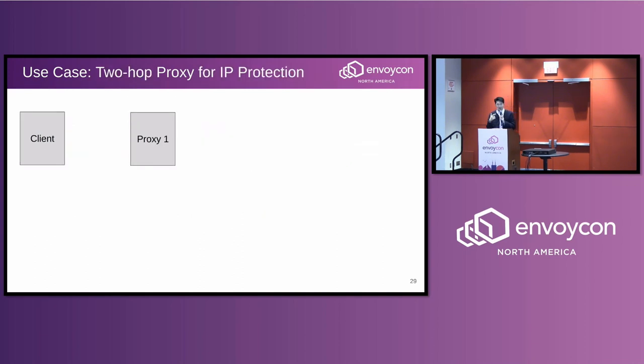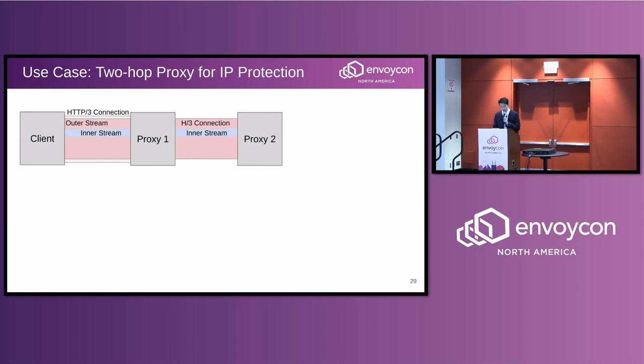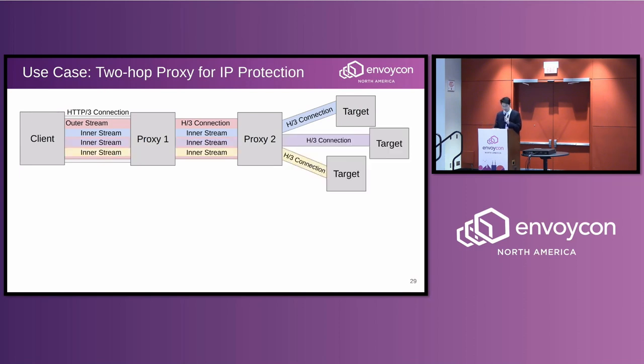We can hide even the target address from the proxy by just introducing a second proxy and doing two-hop proxying. And in this setup, a client opens an HTTP connection to the second proxy through the first proxy using a CONNECT-UDP like this. And it uses that stream to talk to the second proxy. Then the client again uses CONNECT-UDP to create multiple HTTP connections to the target like this. So in this scenario, multiple HTTP streams are nested inside an outer HTTP stream from the client's perspective.